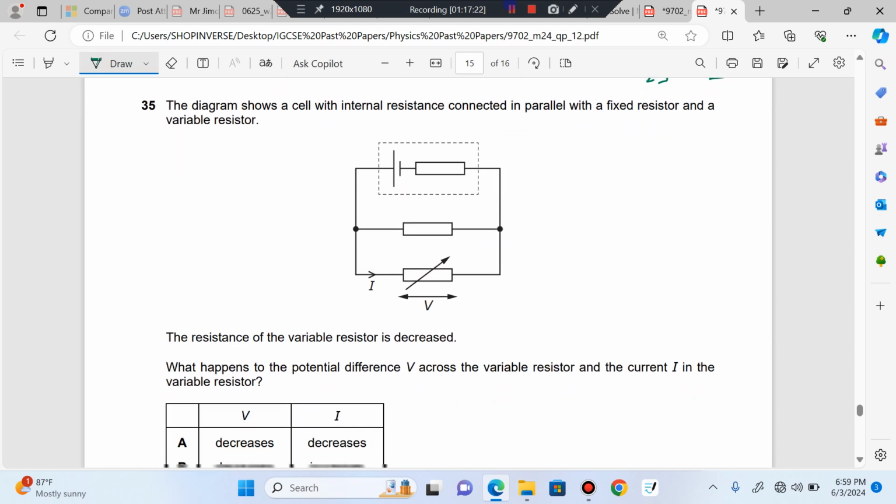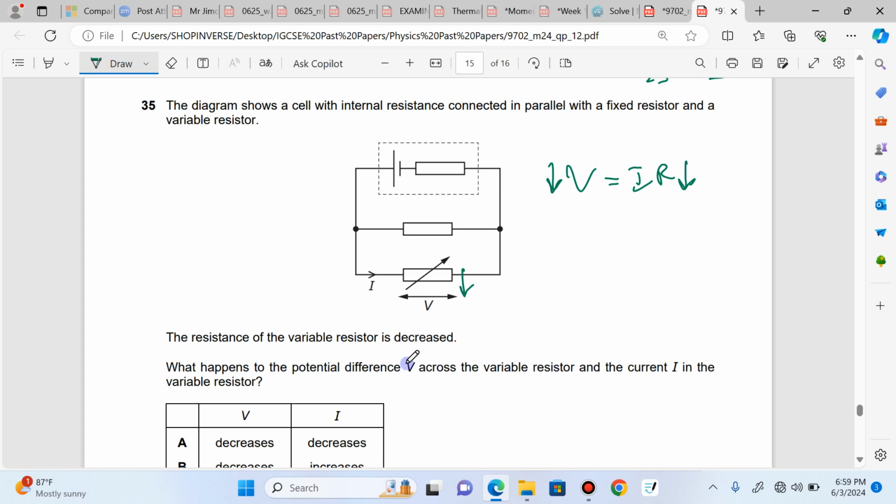Question number 35. The diagram shows a cell with internal resistance connected in parallel with a fixed resistor and a variable resistor. This is the fixed resistor, this is the variable resistor, internal resistance. The resistance of the variable resistor is decreased. What happens to the potential difference V across the variable resistor? Since V equals IR, if you are decreasing resistance, then it simply means you are decreasing voltage, because voltage is proportional to resistance.